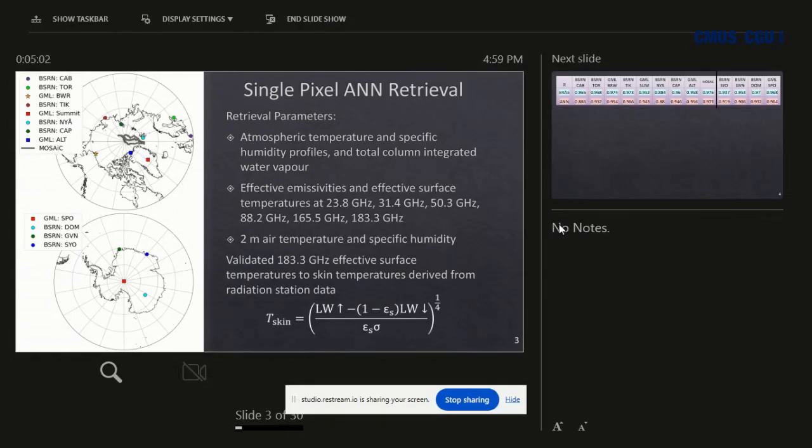They're from the Baseline Surface Radiation Network, or BSRN, and the Global Monitoring Laboratory, GML. I'm also comparing to the Mosaic Expedition dataset, which was a year-long ship-based campaign where an icebreaker was frozen into the sea ice. They had 4 different radiation towers taking measurements conveniently roughly at the resolution of the ATMS high-frequency channels. So where possible, the Mosaic dataset was averaged for comparison.